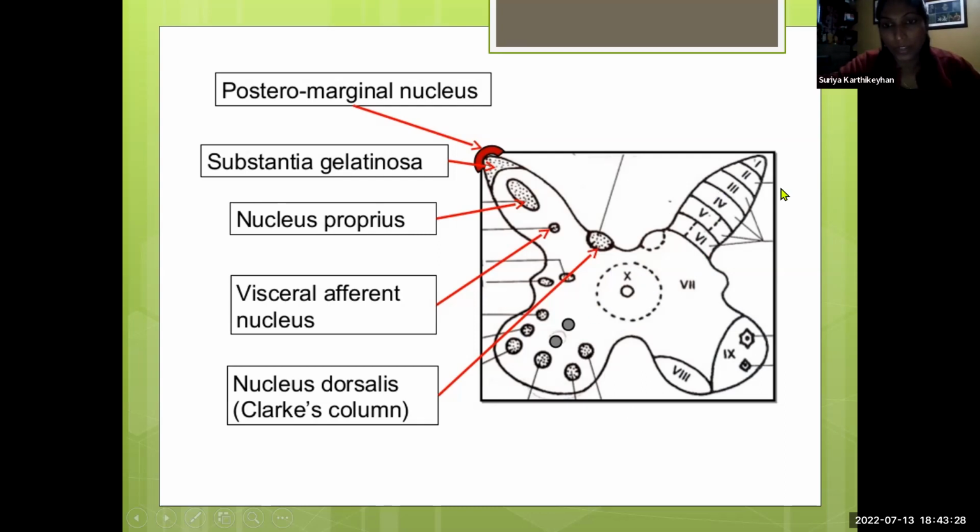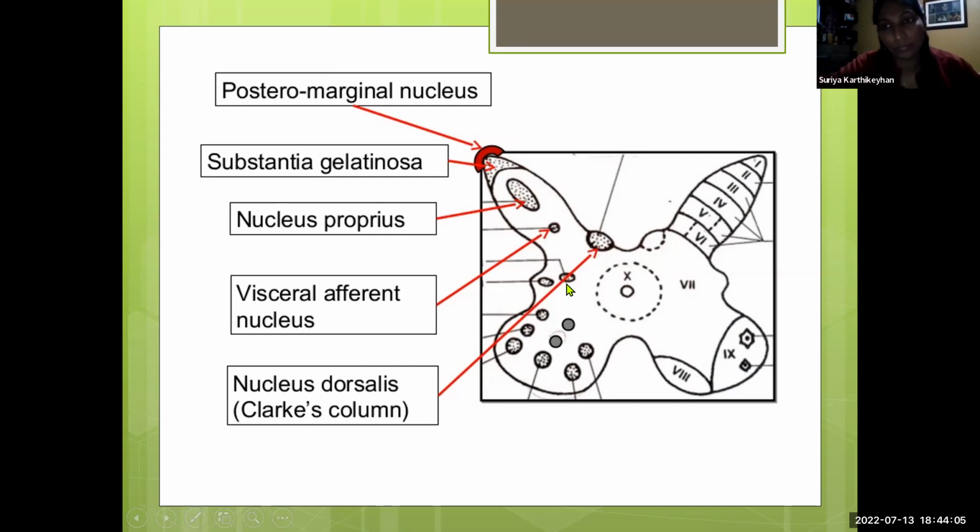This is according to the Rexed classification, and these are the locations of the nuclei in the anterior horn and then the posterior horn. In the anterior horn medially, those are the medial nuclei: ventromedial, dorsomedial. Central group: the phrenic nerve nucleus, and also the accessory nucleus. And then the lateral group: ventrolateral, dorsolateral, and also the retrodorsolateral nucleus in the anterior horn. In the posterior horn, it is the posterior marginal nucleus, substantia gelatinosa, nucleus proprius, visceral afferent nucleus, and Clark's column nucleus. We have 5 nuclei in the posterior horn.